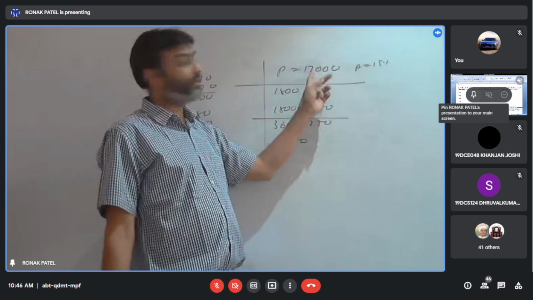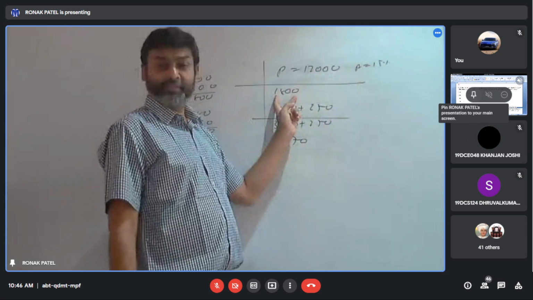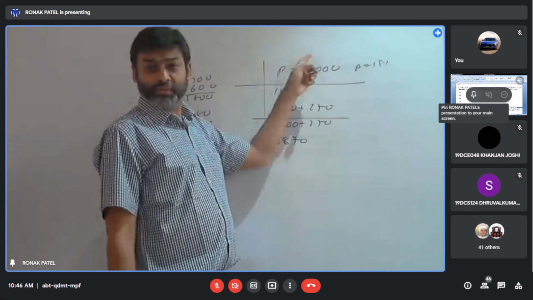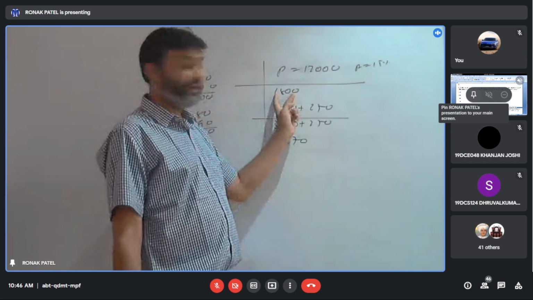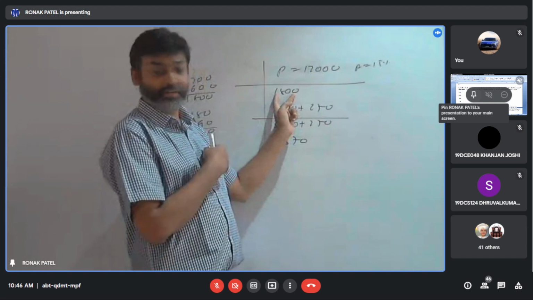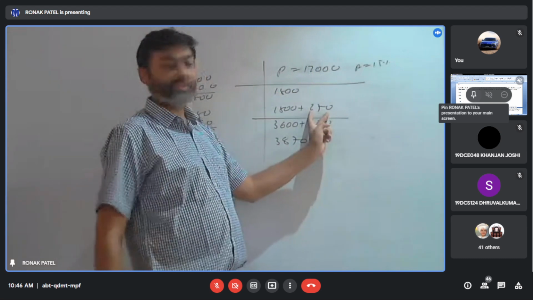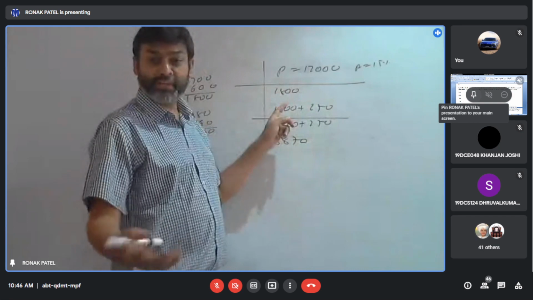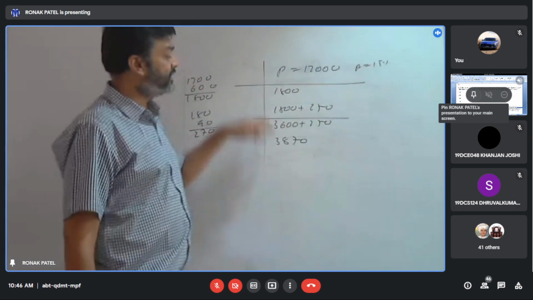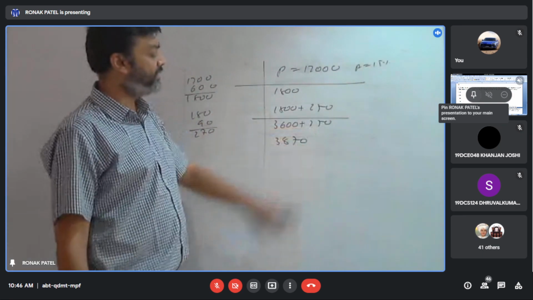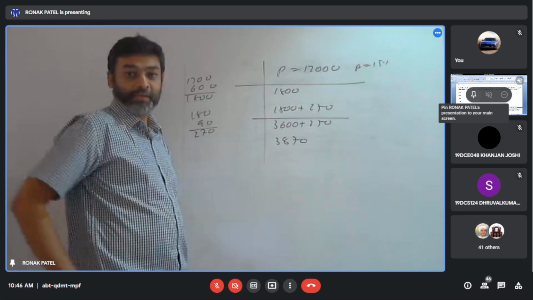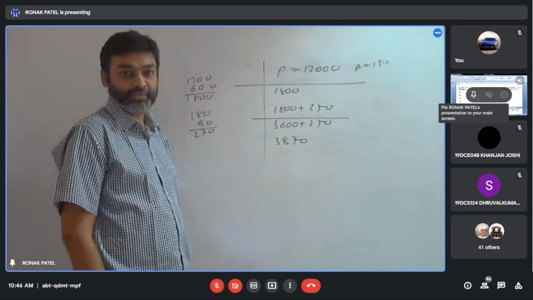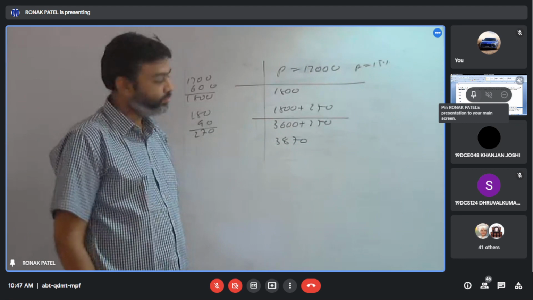Now I calculate the compound interest on 12,000. 15% is 1,800 the first year. Next year also on 12,000 I get 15%, but it's compound interest, so I get 15% interest on this interest of 1,800. So 15% of 1,800 is 270. And now they ask for 2 years interest, so I'll add this much. The answer is 3,600 plus 270, so 3,870. That is the compound interest after 2 years. Also clear? Yes, sir.